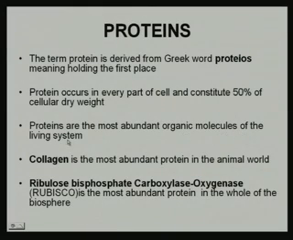Now if we see the different protein molecules, the most commonly found protein in the animal system is collagen. Collagen is the most abundant protein in the animal world, whereas RuBisCO, ribulose bisphosphate carboxylase oxygenase, is an enzyme protein which is available in plenty in the plant system.